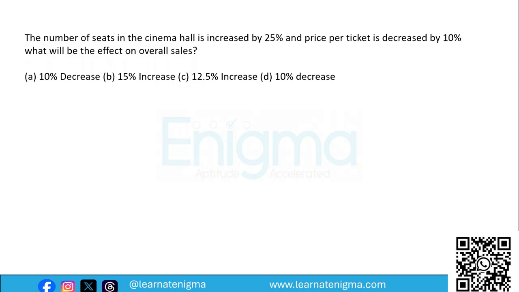The number of seats in the cinema hall is increased by 25% and price per ticket is decreased by 10%. What will be the effect on overall sales?